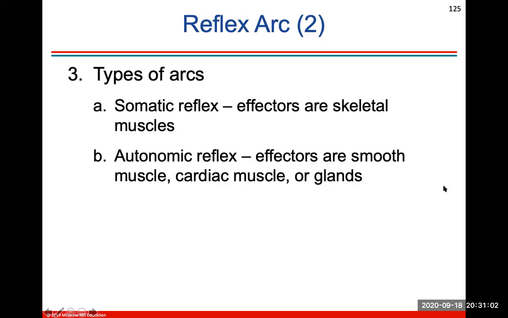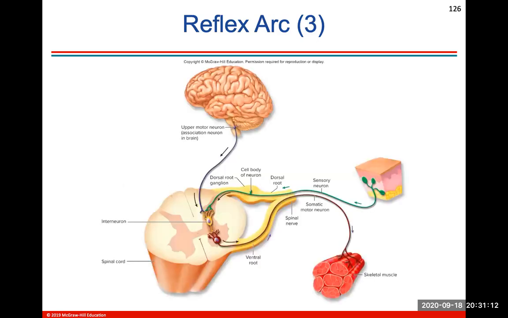Reflex arcs can be somatic, which means they will affect skeletal muscles, or autonomic, which means they will affect smooth muscle, cardiac muscle, or glands. So this is the basic steps or pieces of a reflex arc. You have a sensory neuron. In this case, the sensory neuron is in the skin, and it travels in the dorsal root through the dorsal root ganglia into the spinal cord.